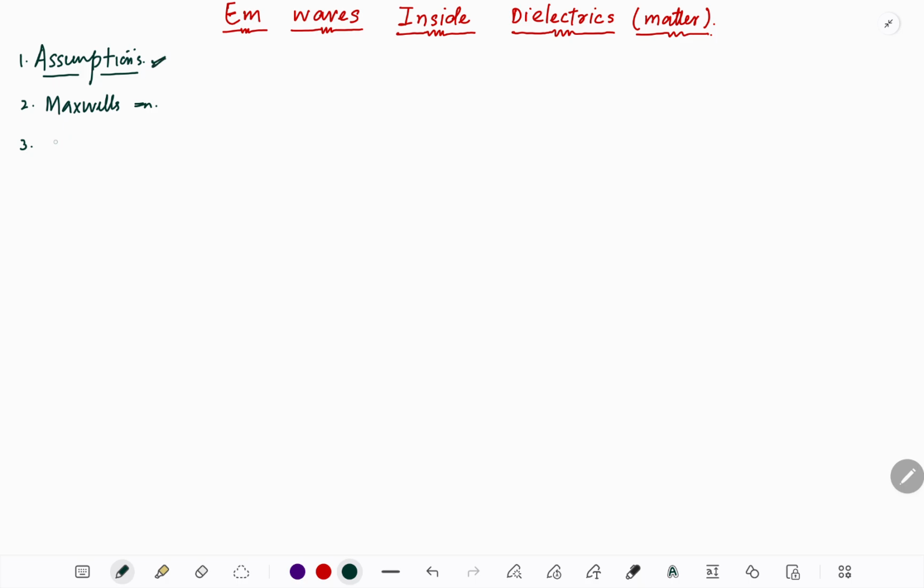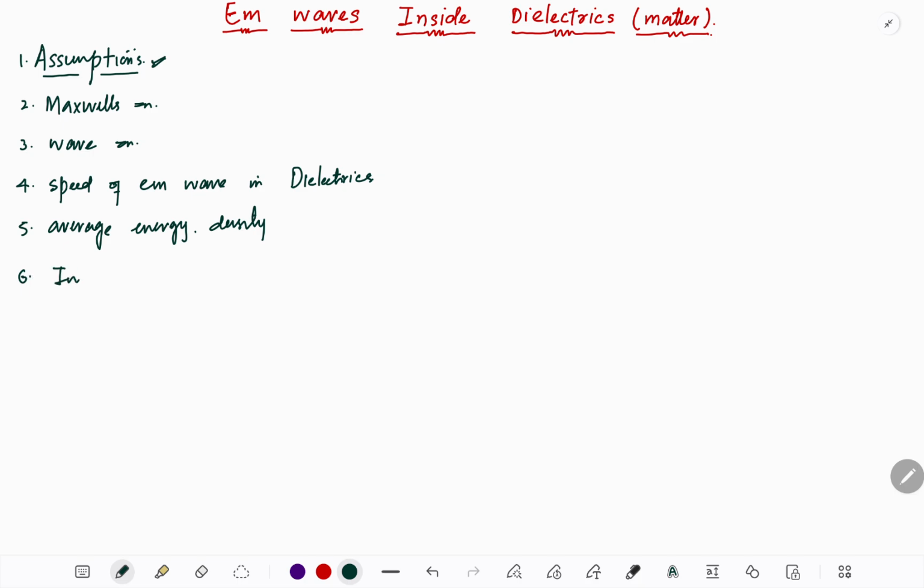After that, we'll try to write the wave equation. We'll also try to see the speed of EM wave in the dielectric material, with certain assumptions, obviously. We'll try to see average energy density. We will see intensity. So basically, these are the topics for this video, and these are all very important.